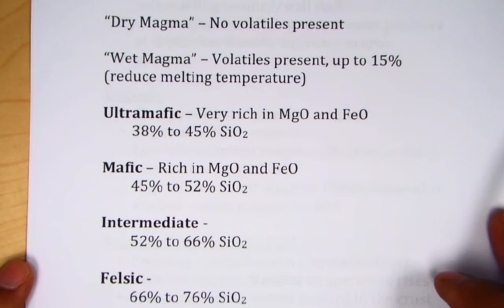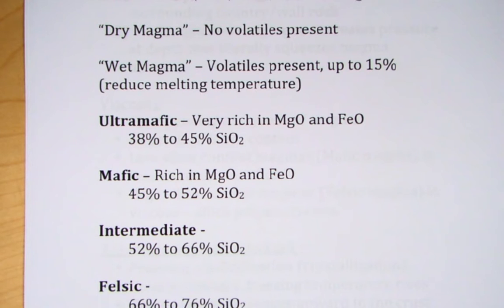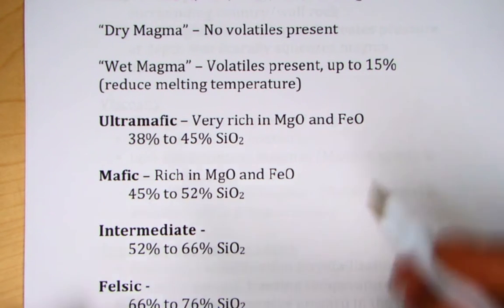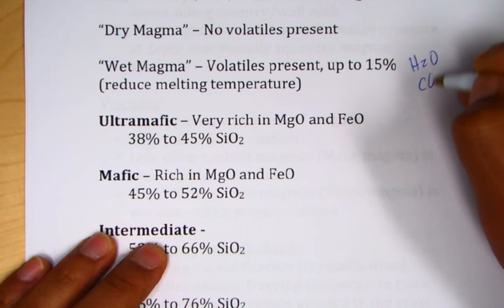Now, other things we want to point out here: your book makes a point of using these terms dry magma versus wet magma. Remember, dry magma has no volatiles. Wet magma has the presence of volatiles, up to 15%. Remember, the key volatiles are H2O and CO2.